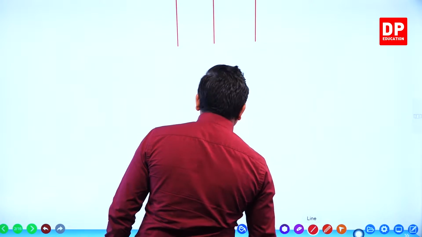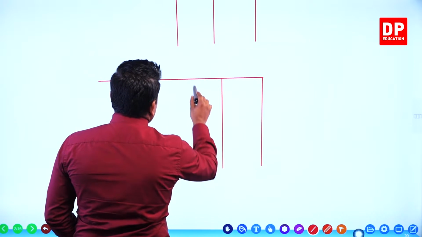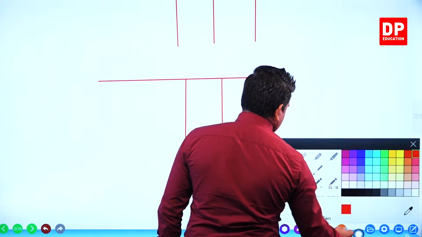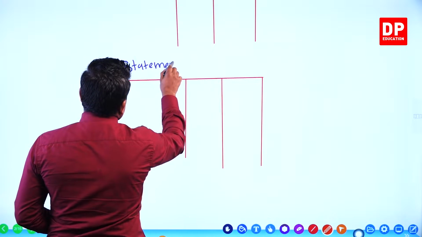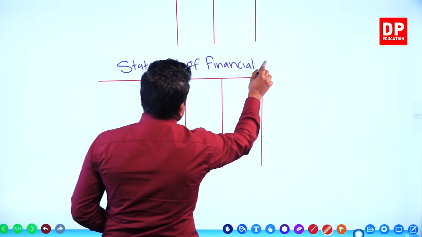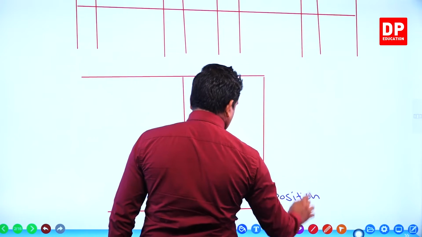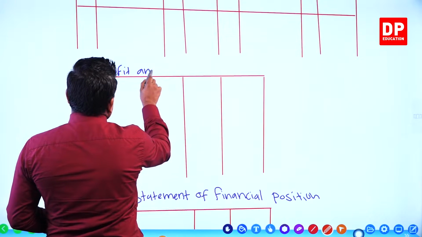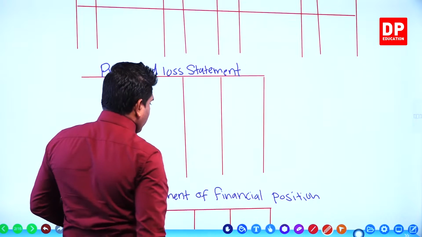Now, what's the other document to be prepared? It is the statement of financial position, where we write accrued building rent under the current liabilities, right? Okay. This is the statement of financial position. The other one is the profit and loss statement. Okay.